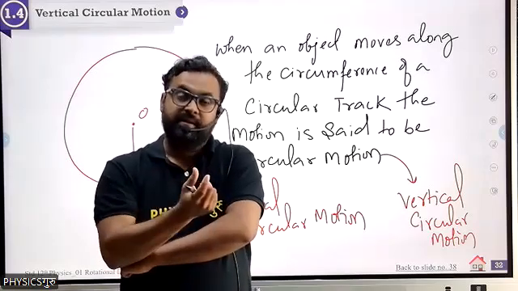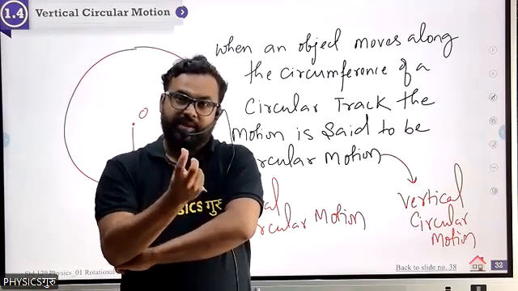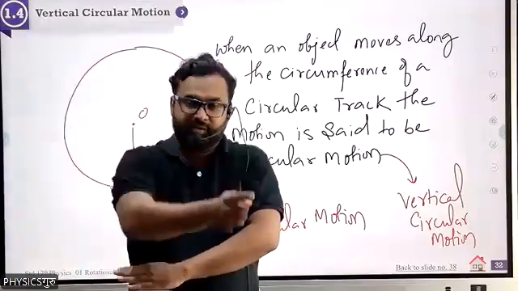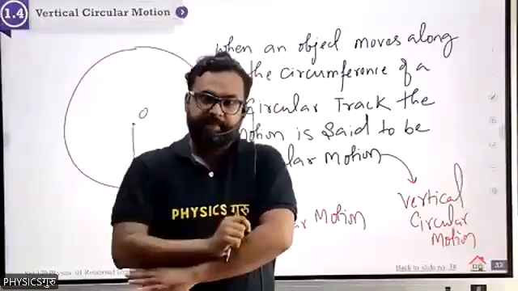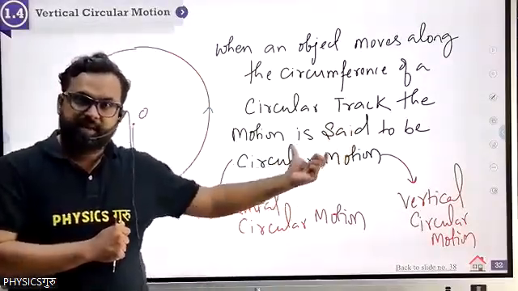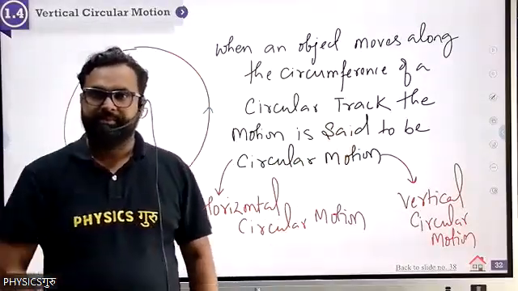Clear? Example: when you tie a stone to a thread and whirl the stone in a vertical circle, it is called vertical circular motion. Please make a note of it.